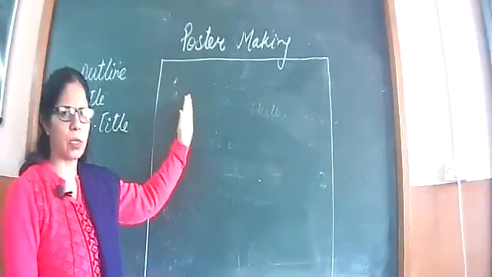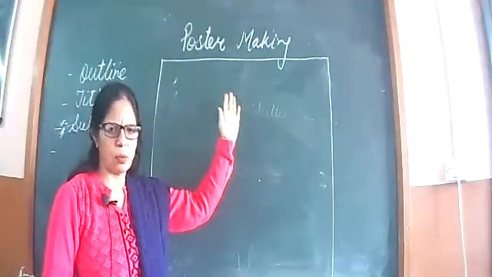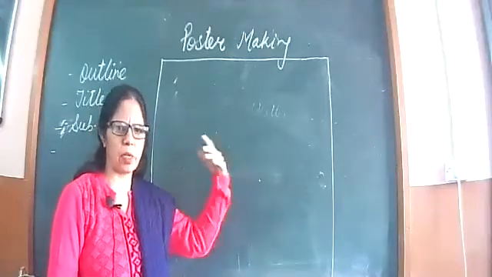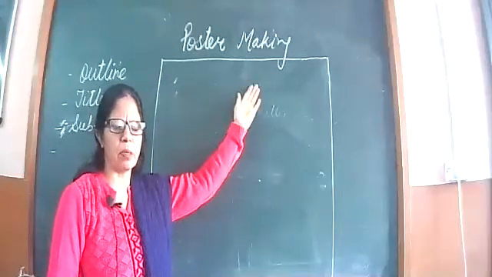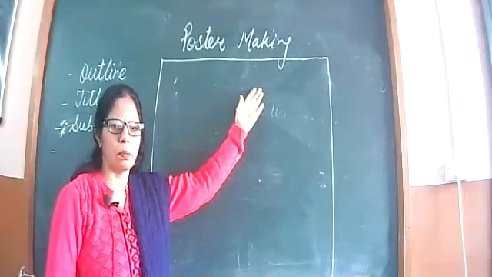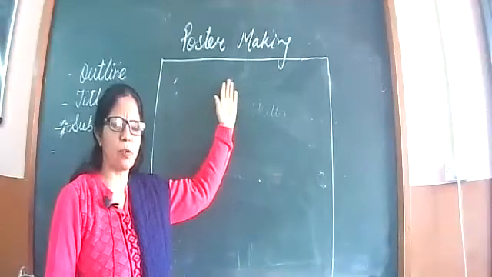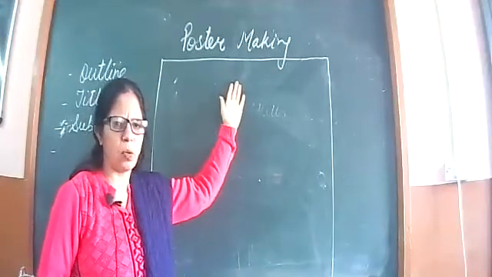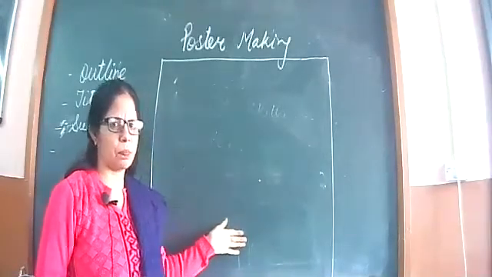So if you are going to draft a poster on Go Green, if you want people to go for afforestation in some particular area or generally everywhere, then you can give it a suitable title. For example, Go Green, Go Clean. Whatever it is, first of all give your poster a suitable title. When your title is there, only then will you be able to convey your complete message.